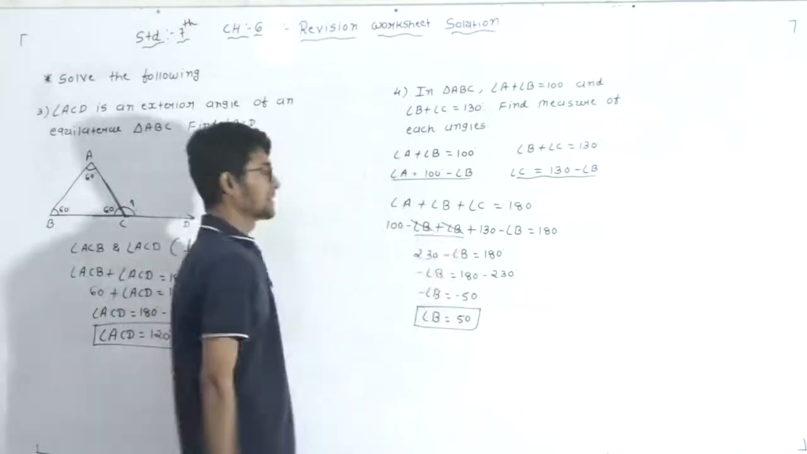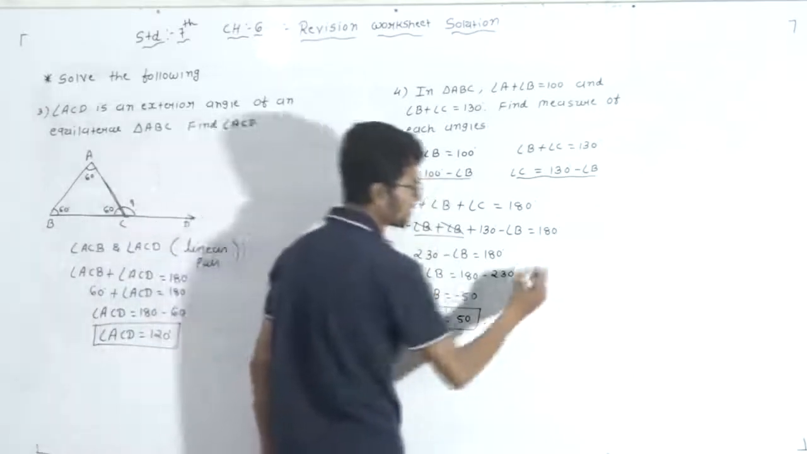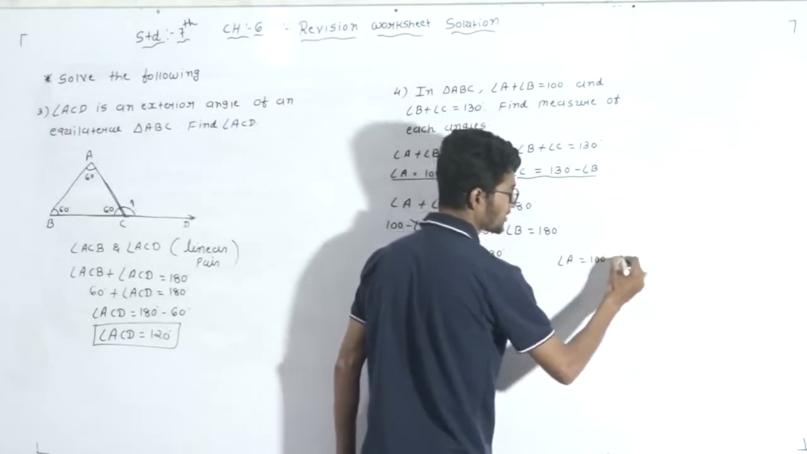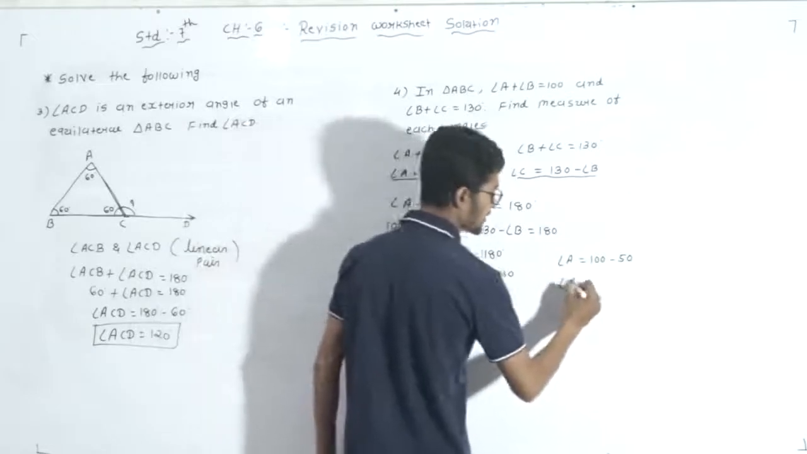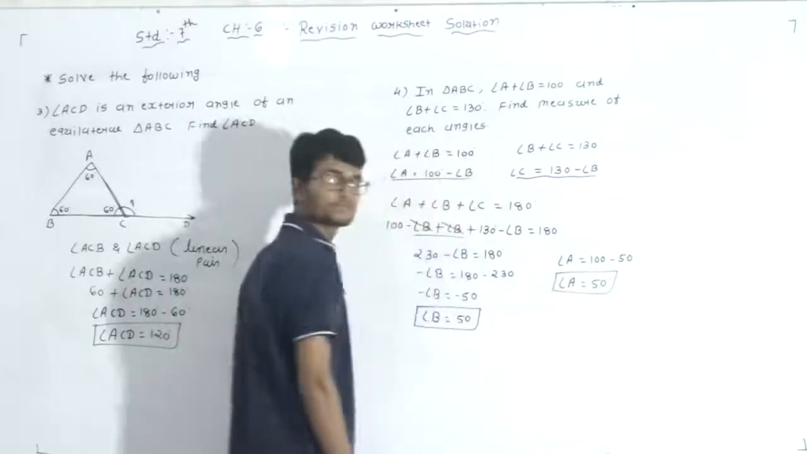We got one angle. Angle B is equal to 50. Now put it here. So angle A is equal to 100 minus angle B, and angle B is 50. So angle A is also 50. So angle A is done.